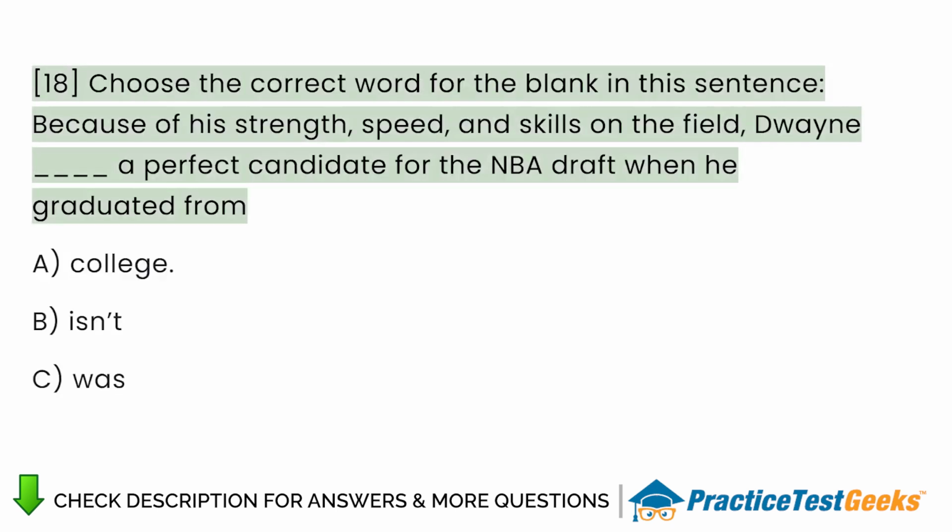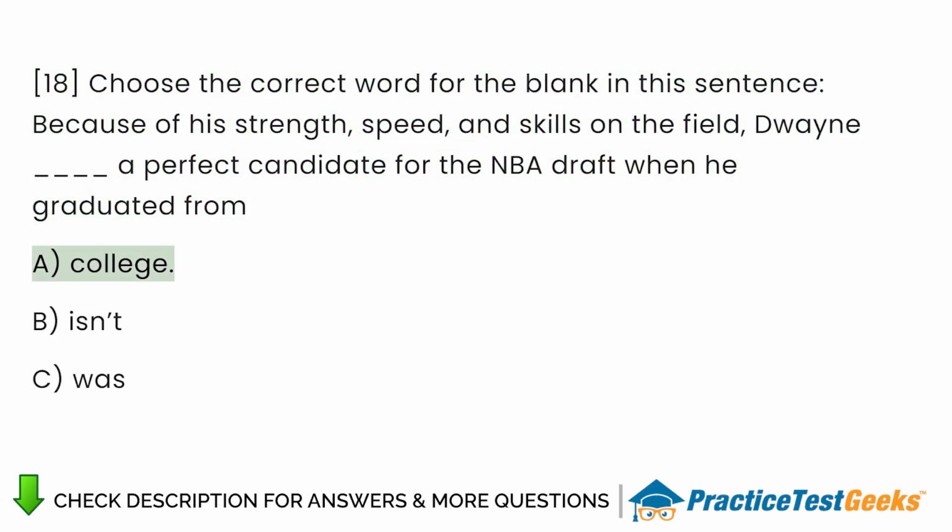Choose the correct word for the blank in this sentence. Because of his strength, speed, and skills on the field, Dwayne ___ a perfect candidate for the NBA draft when he graduated from college. A. College. B. Isn't. C. Was.